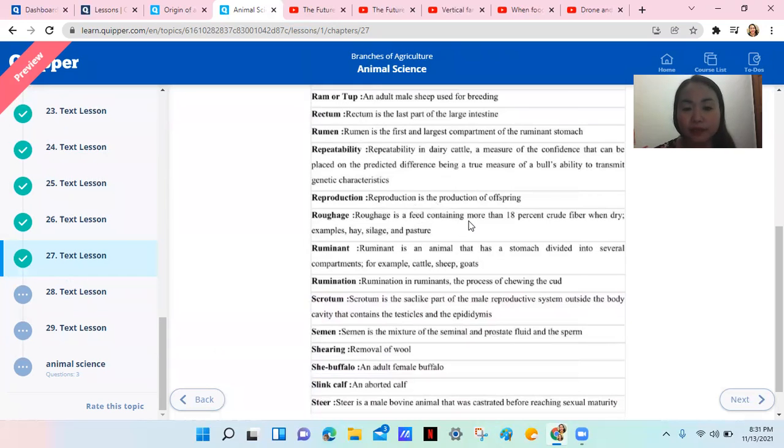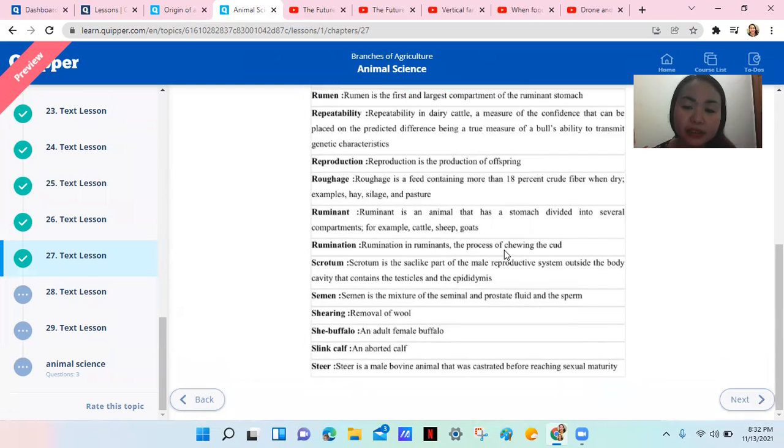Reproduction is the production of offspring. Roughage is the feed containing more than 18% crude fiber when dry. Examples are hay, silage, and pasture. Ruminant is an animal that has a stomach divided into several compartments, for example, cattle, sheep, and goats. Rumination in ruminants is the process of chewing the cud.